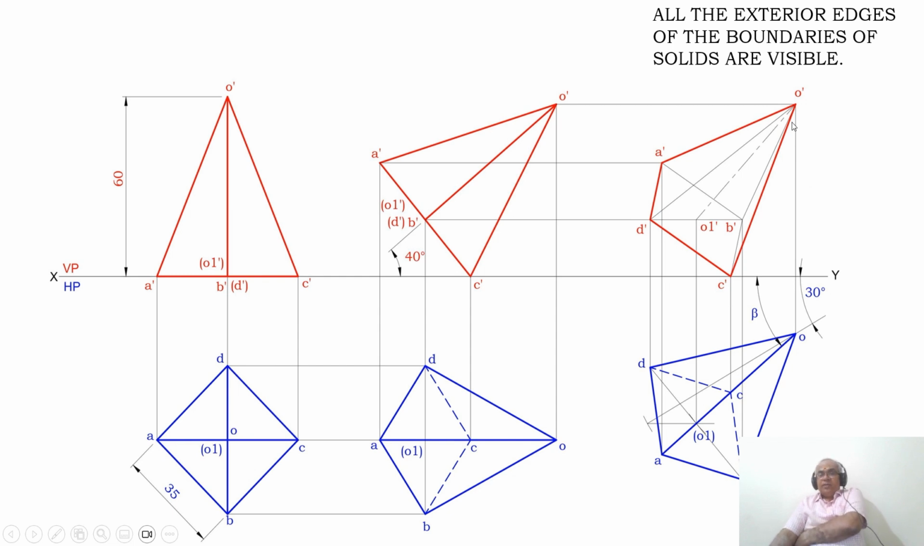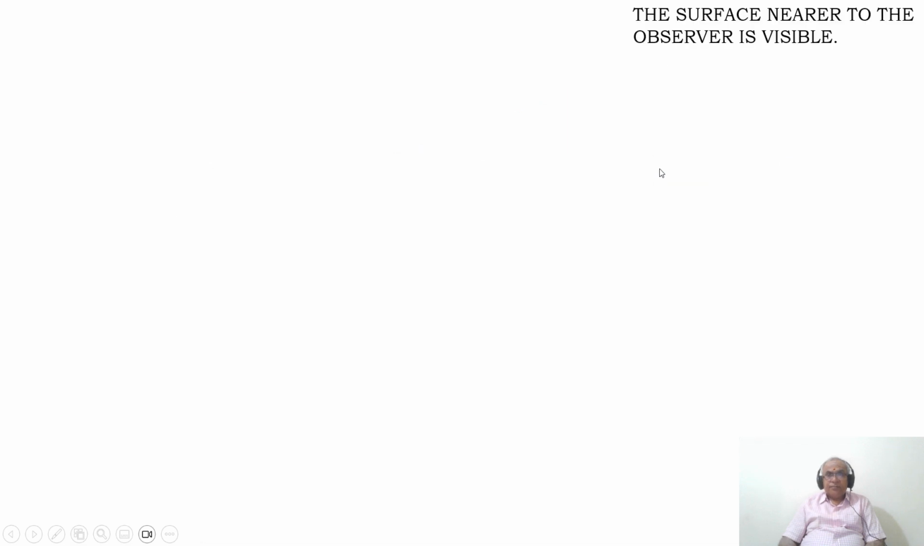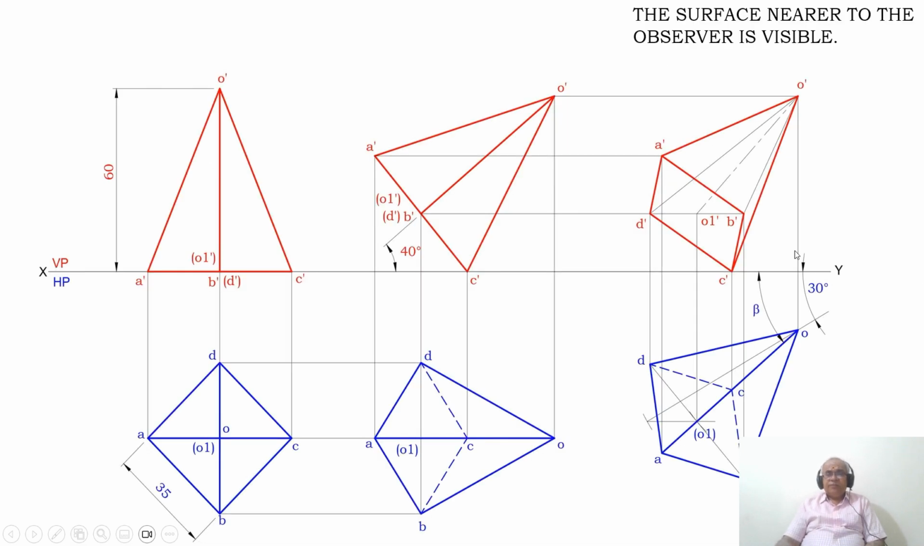Don't darken them, and join the axis as big dash and small dash, and you mark this point as O1 dash. Now once you do that, you apply the condition of visibility. All the exterior edges of the boundaries of the solids are visible. From O dash, join O dash to A dash with a dark line, A dash to D dash with a dark line, D dash to C dash with a dark line, and C dash to O dash with a dark line. This is because these are all the edges which are exterior edges of the boundaries of the solid, which automatically become visible.